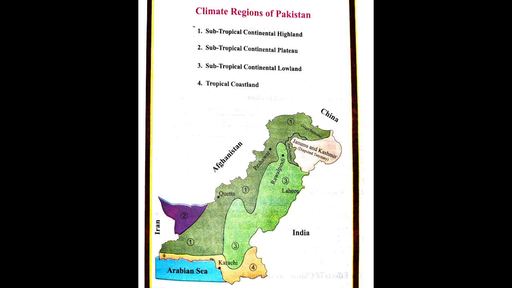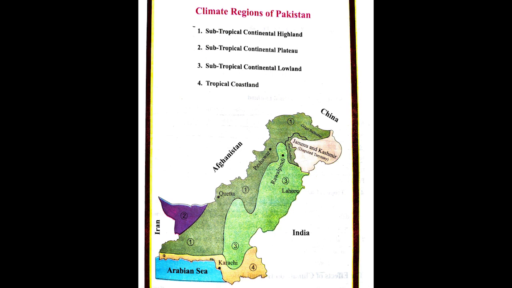Now look at the second point, that is subtropical continental plateau. This region includes the western part of Balochistan. From May to mid-September, hot and dusty winds continue to blow. Some rains are received in the months of January and February. The climate of this region is extremely hot and dry in summer. An important characteristic of this region is the dusty wind that blows during the summer season.